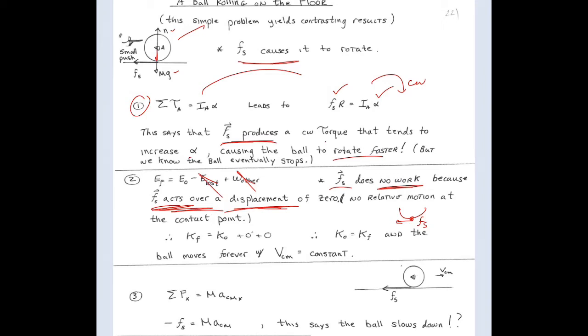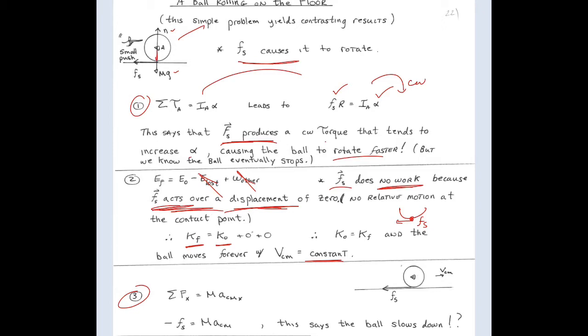So energy is conserved. Forget about potential energy because it's a flat floor. If energy is conserved, that says K initial equals K final. So that says this thing is going to roll with constant speed forever. But analysis number one says it goes faster and faster. Analysis number two says it goes with constant speed of the center of mass.